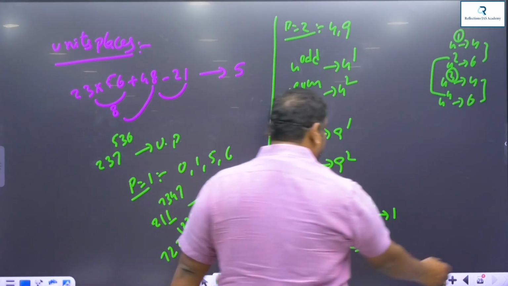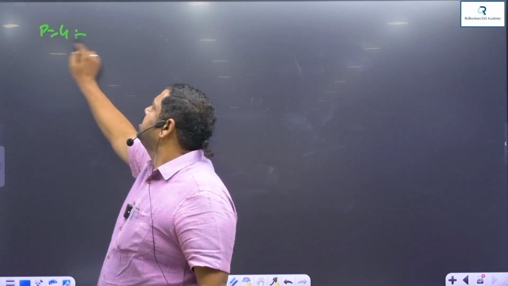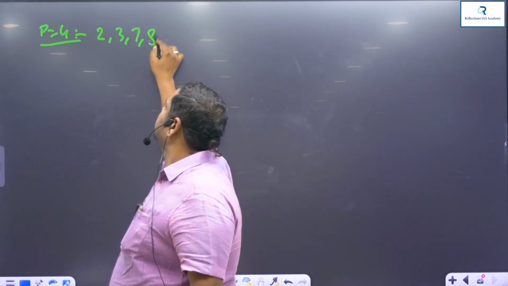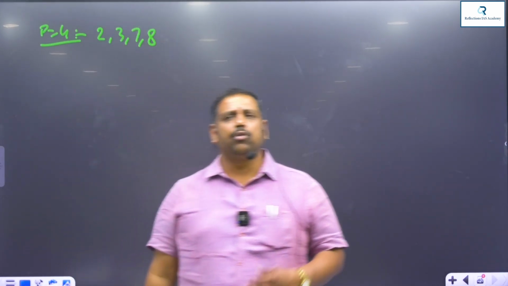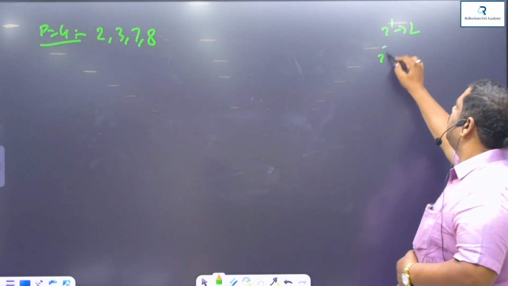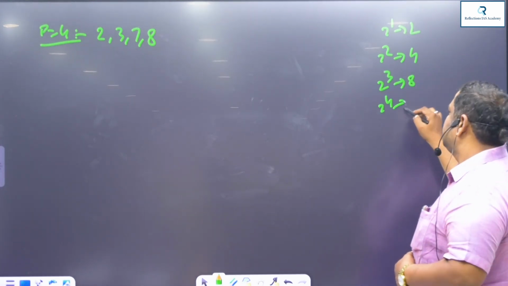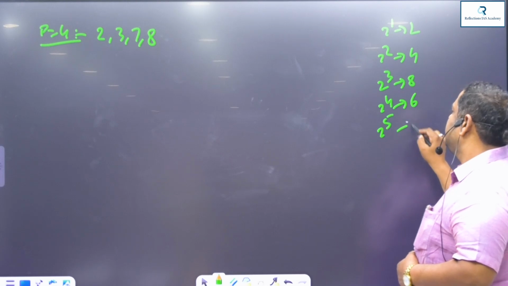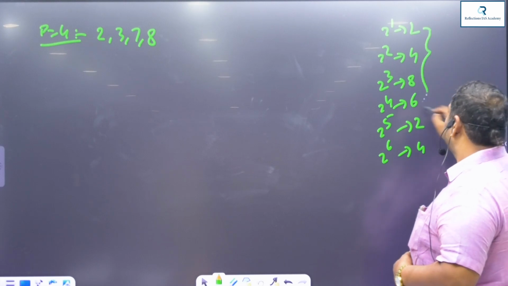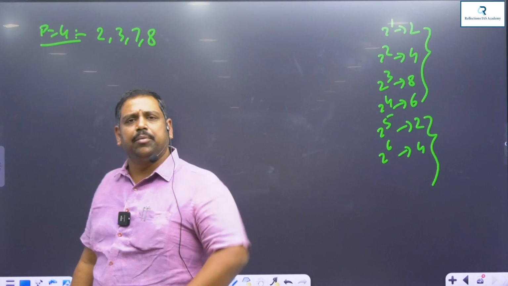For the remaining numbers, the periodicity is 4. The remaining numbers are 2, 3, 7, 8. For these 4 digits, the periodicity is 4. Why? Because 2 power 1 is 2, 2 square is 4, 2 cube is 8, 2 power 4 is 16, 2 power 5 is 32, 2 power 6 is 64. 2, 4, 8, 6, 2, 4, 8, 6. If you observe, it repeats every 4 times, right? That's why.